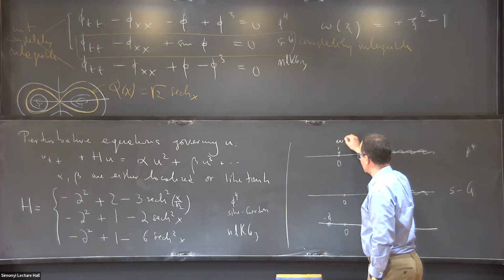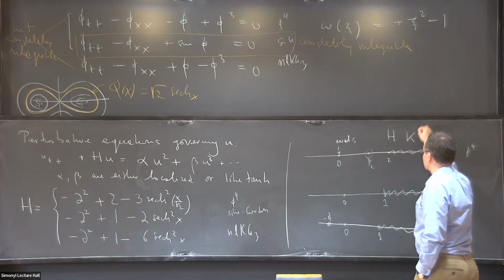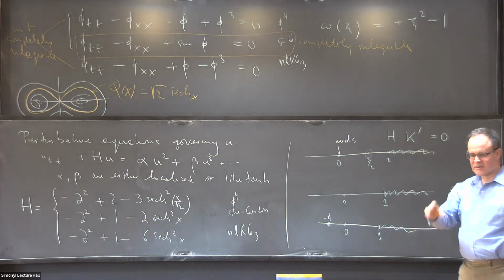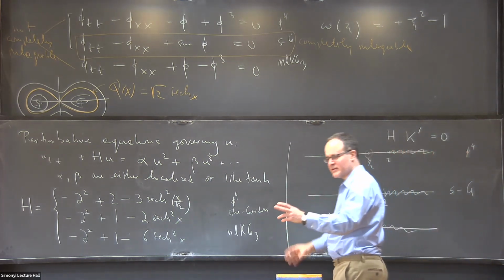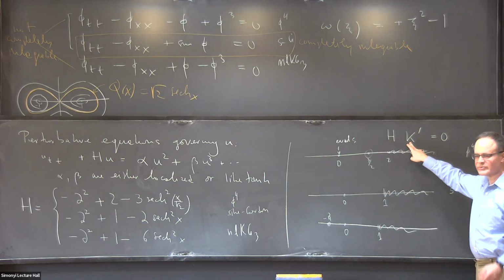So why do you have eigenvalues at 0 always? Well, simply because if you take H and you apply to it K prime, you must get 0, right? Because the entire problem is translation invariant. So if you differentiate in the translation, the linearized problem has a 0 mode. What is tanh prime? Isn't it sech squared? Yeah.